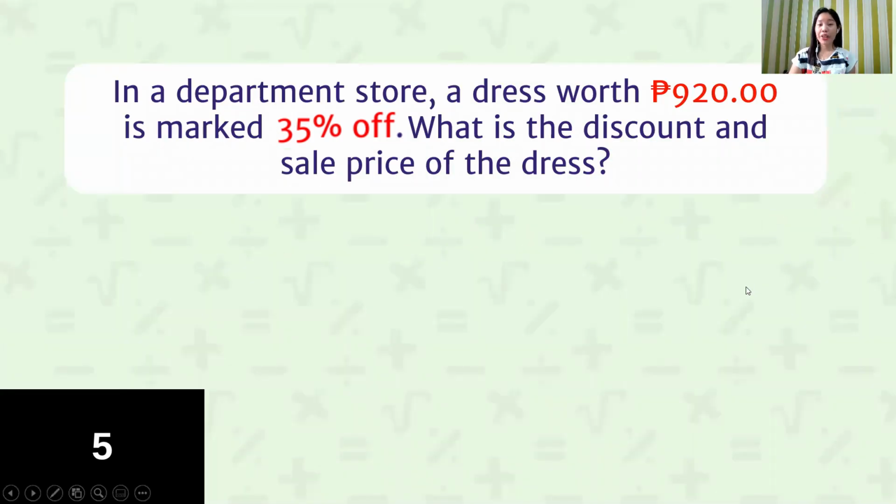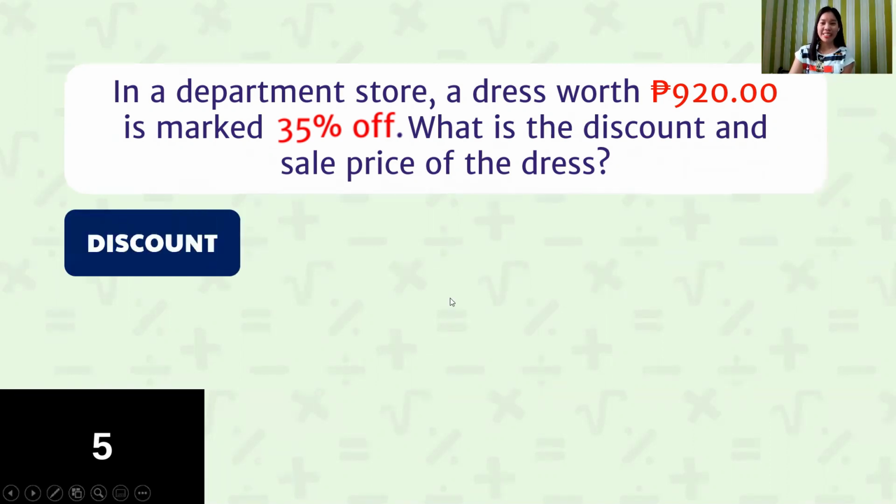In a department store, a dress worth 920 pesos is marked 35% off. What is the discount and sale price of the dress? Let us first solve for the discount. 1 minute for you to solve this out. Your timer starts now.